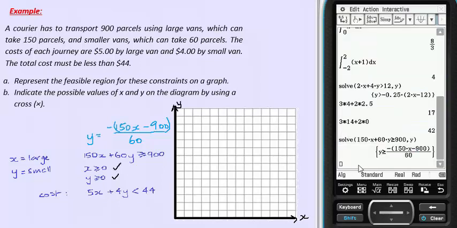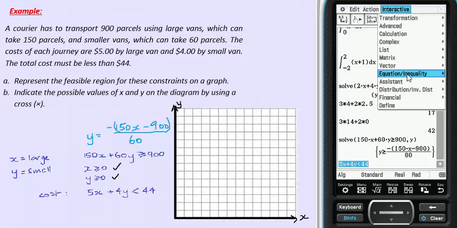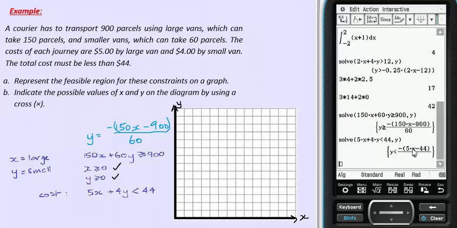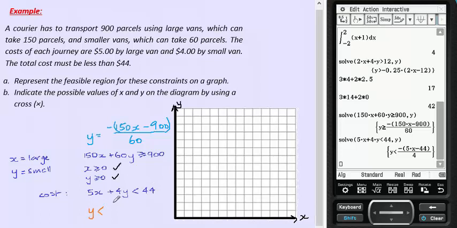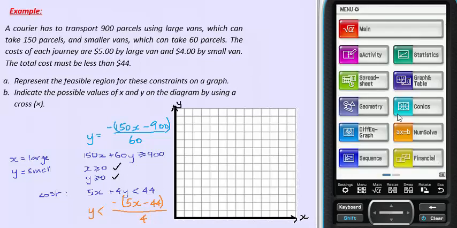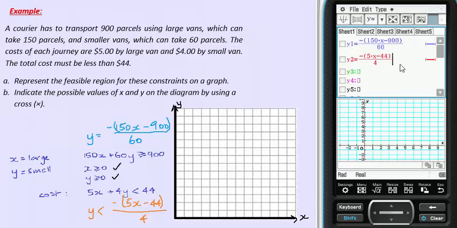I'm going to go back to the main. I'm going to say 5x plus 4y is less than 44, and I'll highlight that, do the same thing, interactive equation, solve for y, and I get y equals this, so y is less than negative 5x minus 44 over 4. So I'll write that down here. And I'll highlight this and I'll take it over to the graphing section. And now I have my two equations in there.